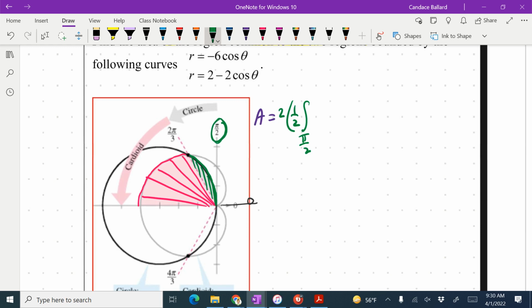What radian measure does it end at? Doesn't it end here? 2 pi over 3. All right, and then we take our R value and we square it. Now here's the tricky part. You have to know which is which, okay?